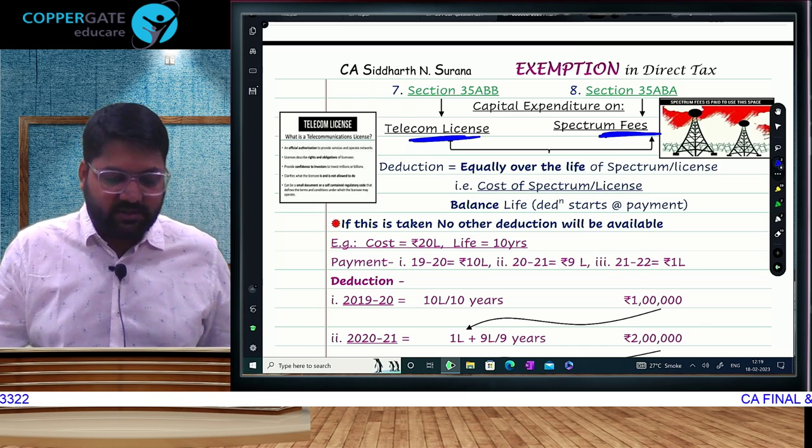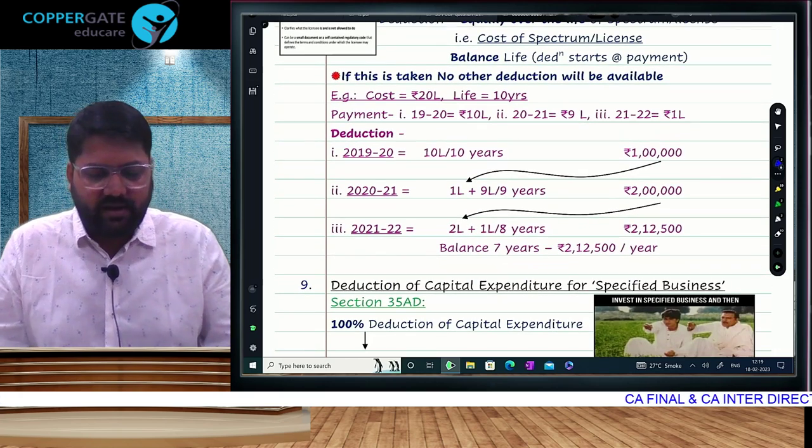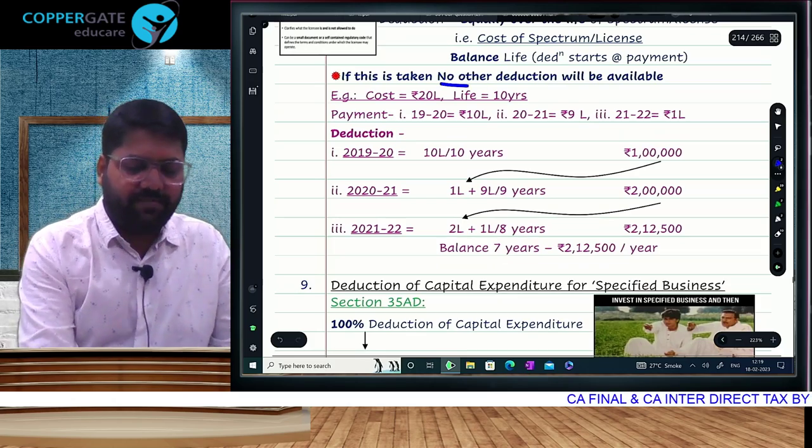So if you made payment in installments, I have given an example on the basis of this example. As you make payment, you keep on taking deduction, and obviously depreciation, etc., will not be given because you are already taking this deduction.